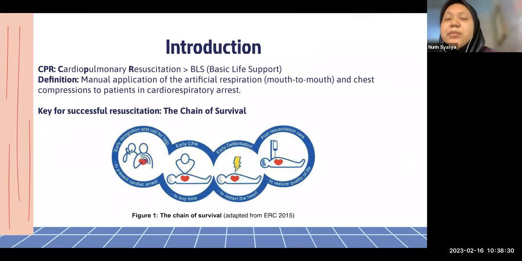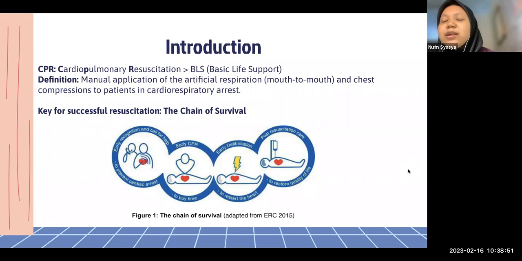Okay, so basically CPR stands for cardiopulmonary resuscitation. CPR is the BLS, the basic life support that we have learned during our emergency posting. The definition is the manual application of artificial respiration, either mouth to mouth or using a bag valve mask, and chest compressions to patients in cardiorespiratory arrest.